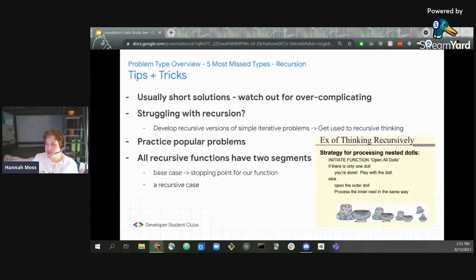So this is the strategy for processing nested dolls. So you're going to initiate your function open all dolls. So if there's only one doll, you're in the middle, the innermost doll, then you're done. So you get to play with the doll. But if not, you have more dolls around your innermost doll. So you're going to open the outer doll and then process the inner nest in the same way.